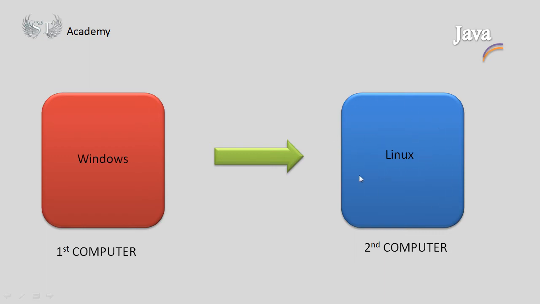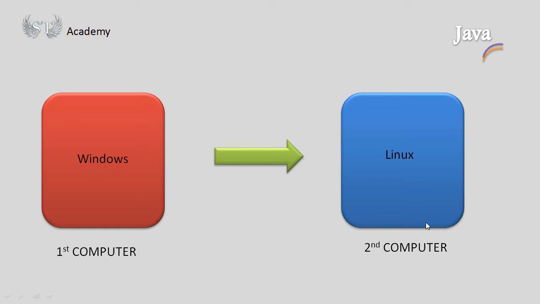So if I have to run the application which is developed in C language on the first computer, on the second computer I need the same operating system which exists on the first computer. I need Windows here also. Then only will that application execute and give the result.